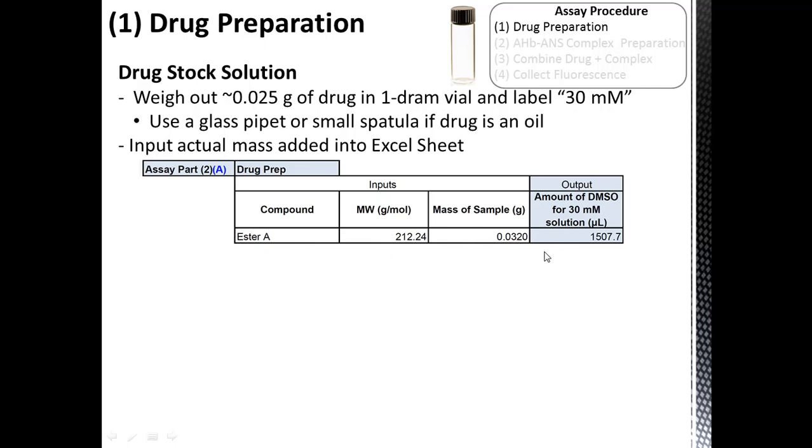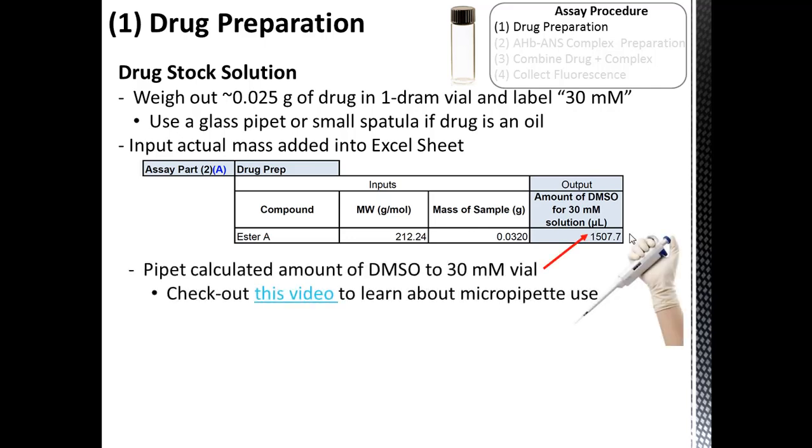But whatever mass you made into that vial, just put it here, and then you'll see that it populates with an amount of DMSO to add to that drug. So then next you're going to want to actually pipette that amount using a micropipette into your 30 millimolar 1 gram vial. Okay, so you got your drug, and now you want to pipette in that amount of DMSO.